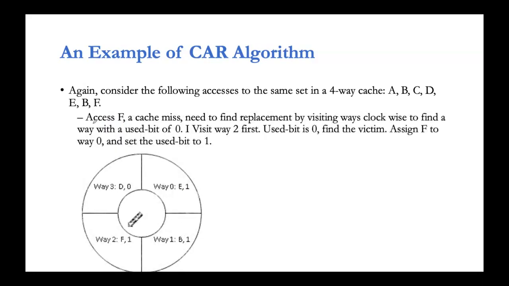Then the clock hand advances to the next way. In that next way, it is going to access F. F is not there, so the cache misses. So it needs to replace by visiting the ways clockwise to find a way with a used bit of 0. So I visit this way, replace C with F, and set that used bit from 0 to 1. So this is the example of the CAR algorithm.